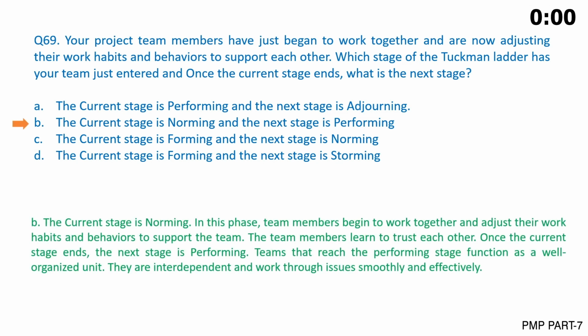The answer is B. The current stage is norming. In this phase, team members begin to work together and adjust their work habits and behaviors to support the team. The team members learn to trust each other. Once the current stage ends, the next stage is performing. Teams that reach the performing stage function as a well-organized unit. They are interdependent and work through issues smoothly and effectively.